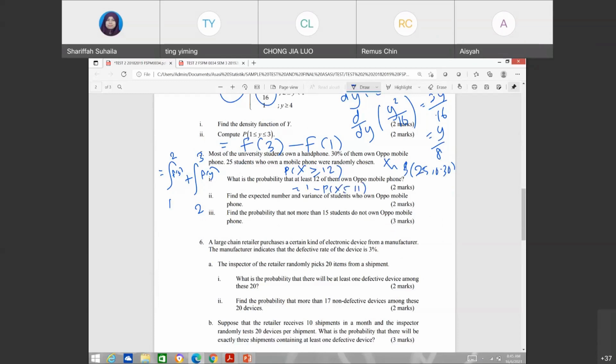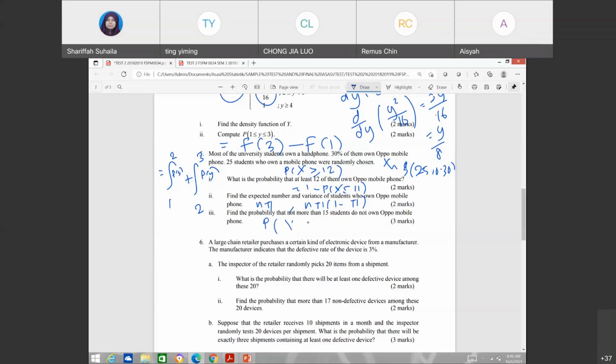So find the expected number and variance. So again, what you need is your n pi, your E(X). Your variance is just n pi (1 minus pi). Okay. And then last one, find the probability that not more than 15 students do not own Oppo mobile phone. Not more than, so tidak lebih daripada 15. Kalau tidak lebih daripada 15, maksudnya kurang ataupun sama dengan 15. Kalau ini do not own, okay, so katakan Y less than or equals to 15.